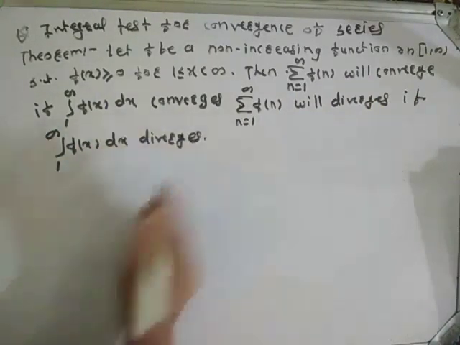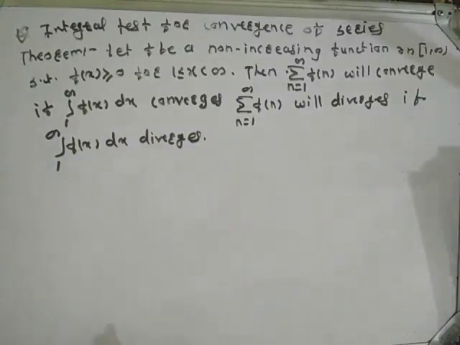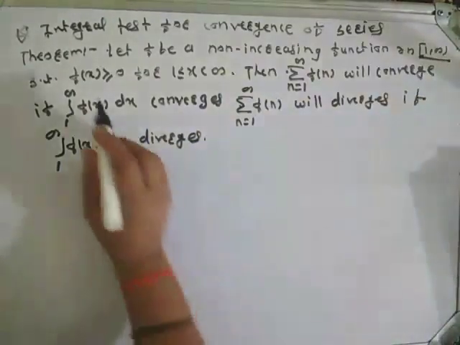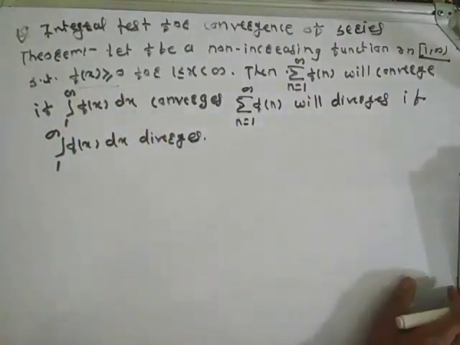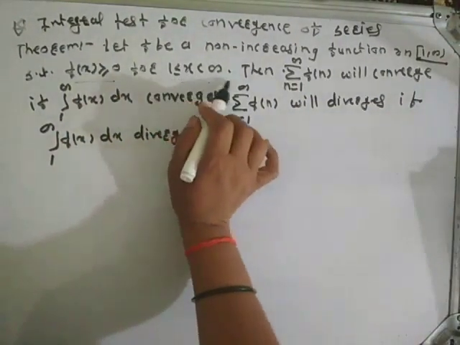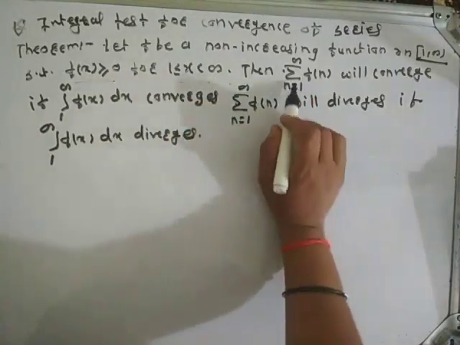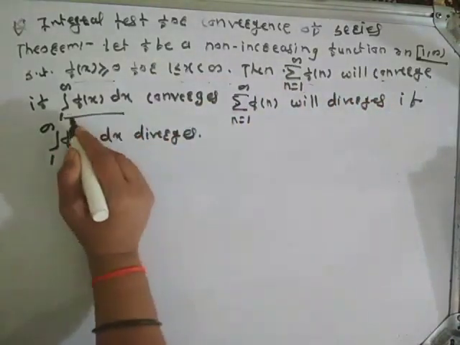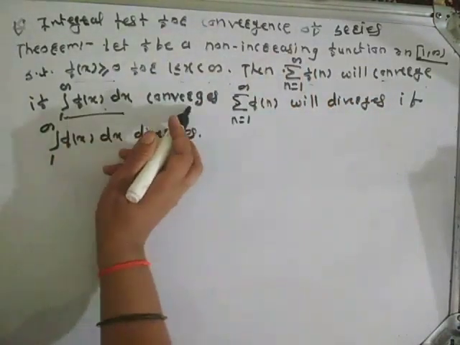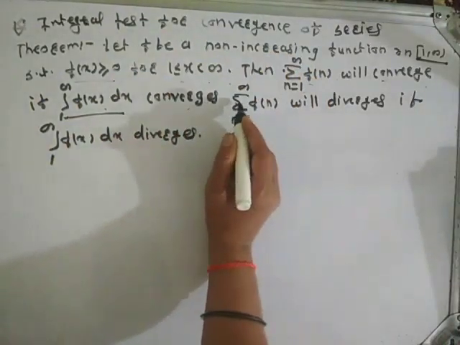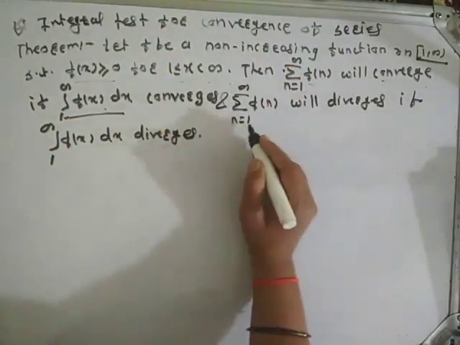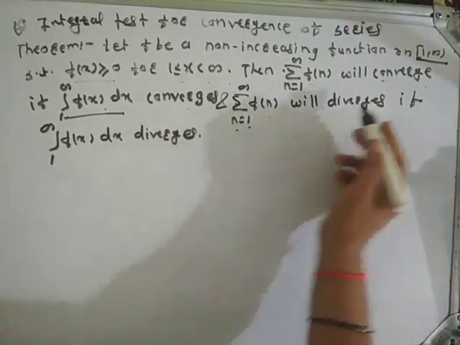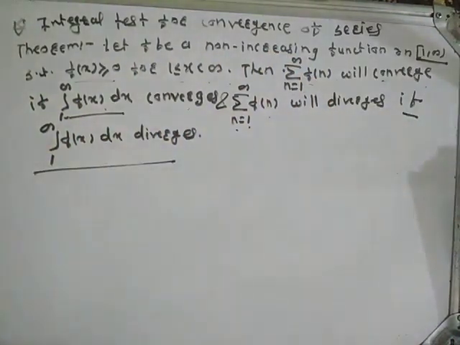Here students, this is a very important test. Let f be a non-increasing function on this interval such that f of x is greater than or equal to 0 for 1 is less than or equal to x strictly less than infinity. Then summation n runs from 1 to infinity f of n will converge if integration from 1 to infinity f of x dx converges, and summation n runs from 1 to infinity f of n will diverge if integration from 1 to infinity f of x dx diverges.